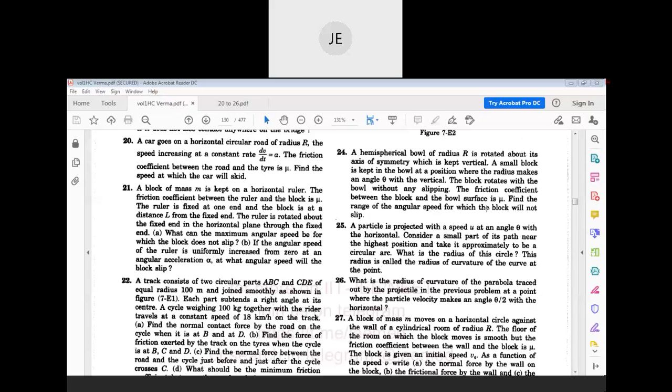What do you say? We have to find the speed. Sir, the motion is non-uniform, no, sir? Yes. Speed is increasing. So non-uniform. Okay. So for a non-uniform motion, there is a tangential acceleration. There is a radial acceleration. Both will be there. Yes, sir.